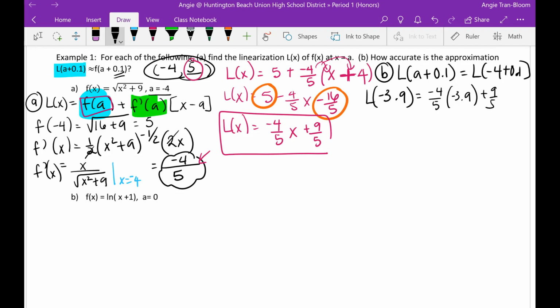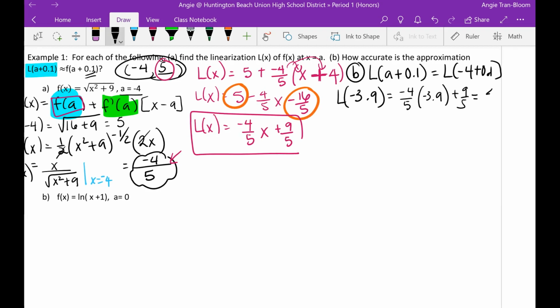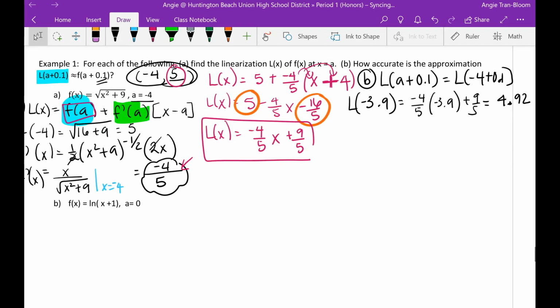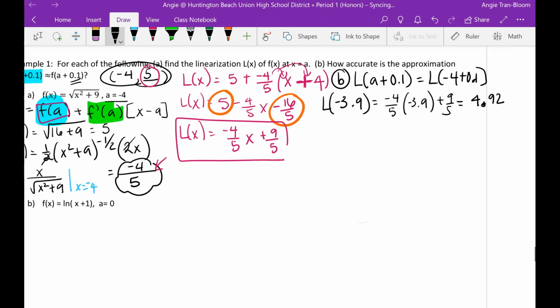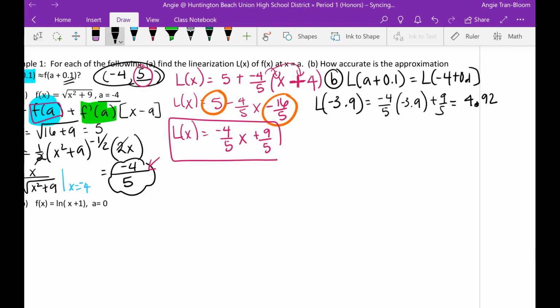So I'm going to use my calculator, and I hope my calculator is giving me the right answer. This comes out to be 4.92. Okay, so the linearization is telling us that near x equals negative 4, we have 4.92. Let's plug this into the actual function.